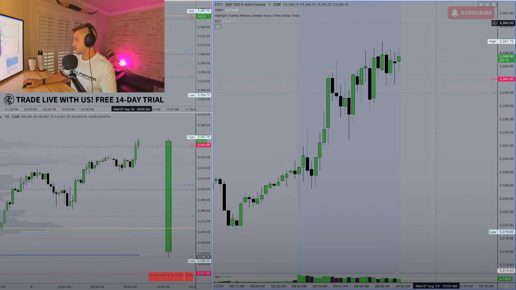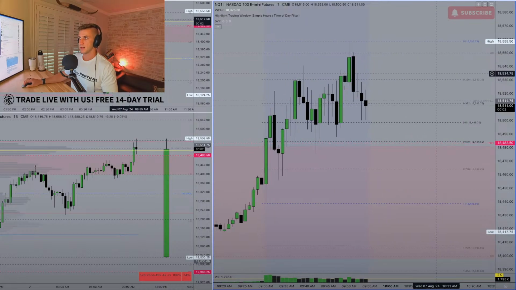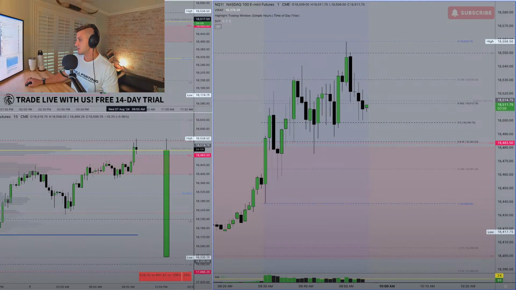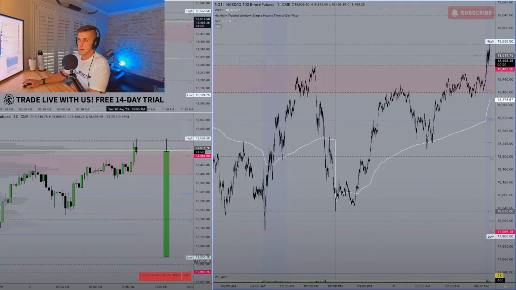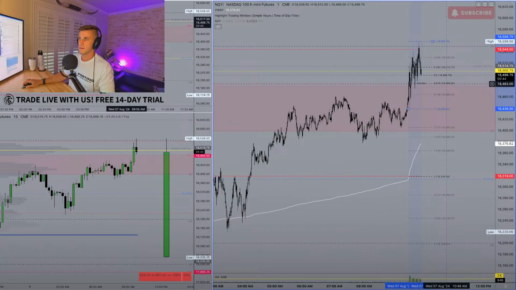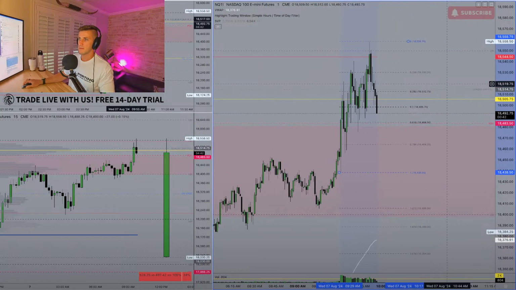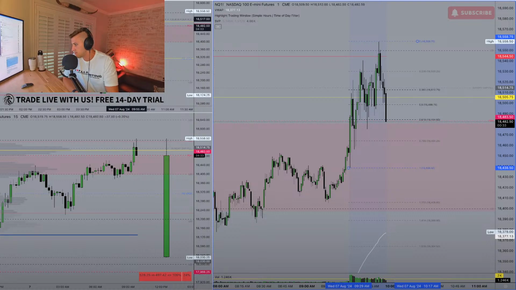So ES still showing that acceptance above prior day high for now. NQ into that 50% retracement on the session. Probably is also the session VPOC. If I could get that back here. There it is. And we're back in a prior day high. Back into that prior day high. Watching that as a reference point only.